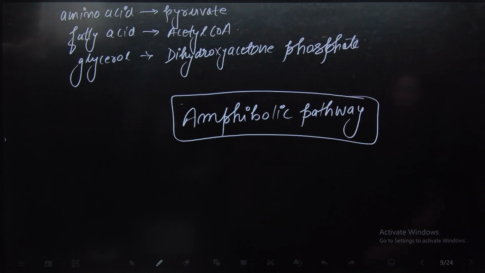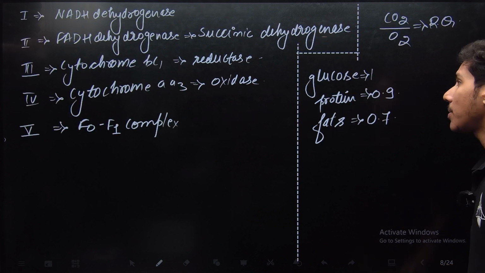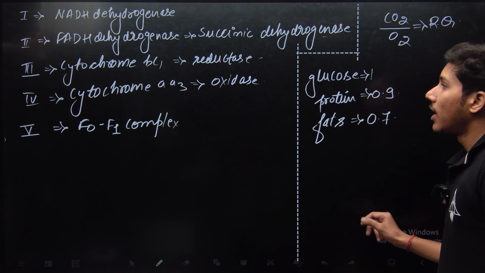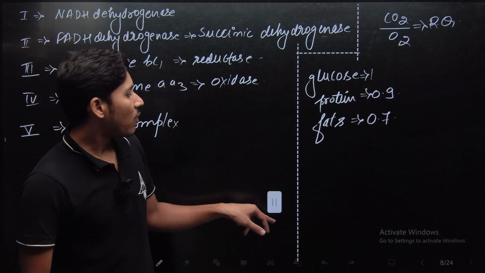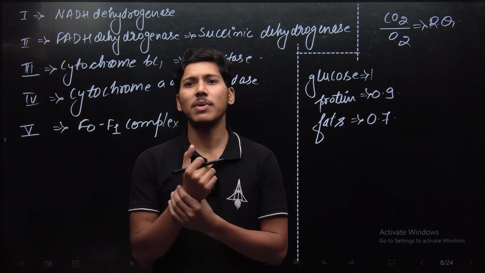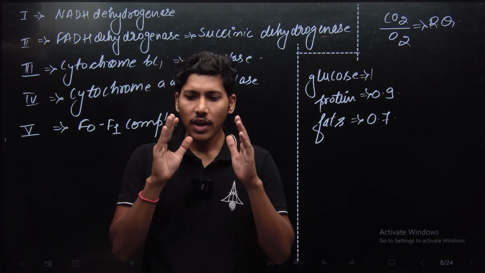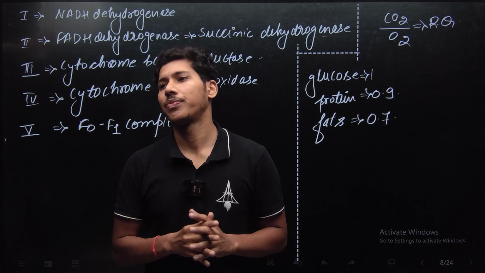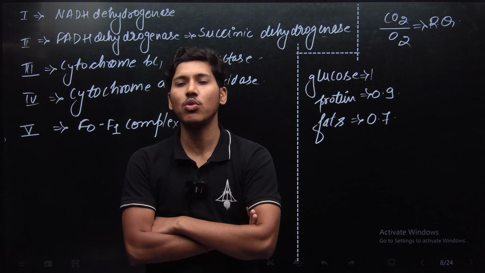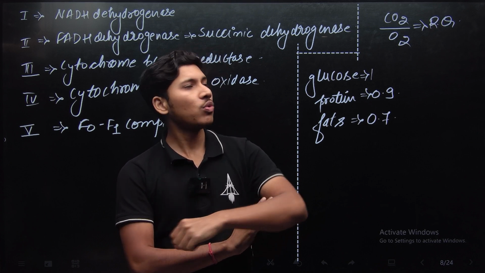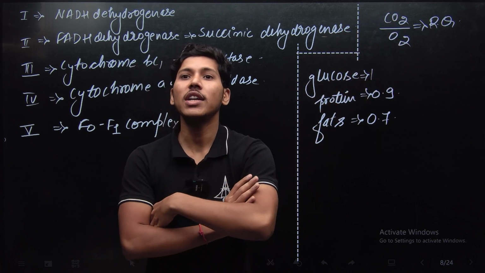Okay, let's move ahead and see some other things. One topic in this chapter is respiratory quotient. What is respiratory quotient? Respiratory quotient is basically a ratio which tells us that on complete breakdown of any molecule, how much CO2 is released and how much O2 is used.